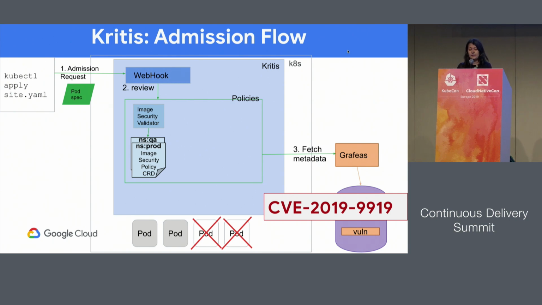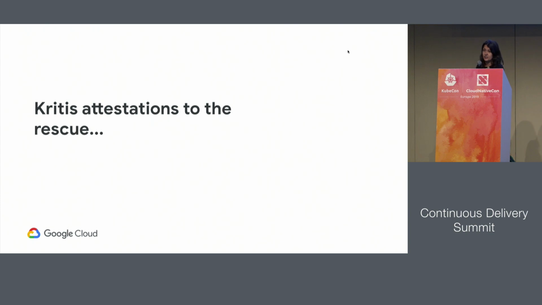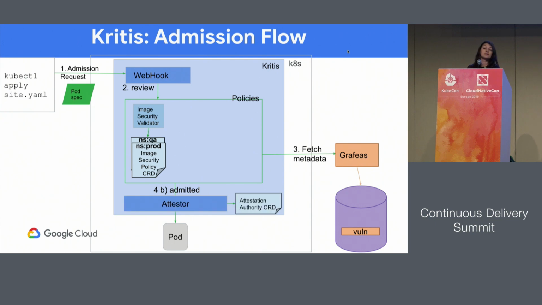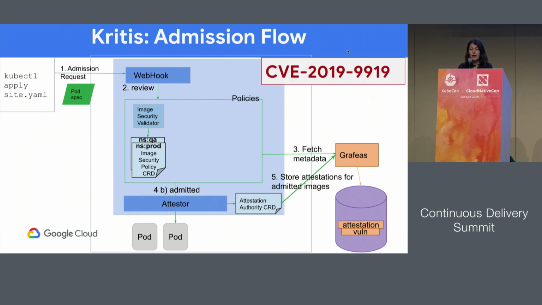So to prevent this, what we have is Kritis attestations that come in. So taking a step back, when we first deployed the first pod, what happens is Kritis has an attester inside it that the cluster admin specifies using the attestation authority CRD, so that any admitted image will also have an attestation written. So then we'll store the attestation for the admitted image via Grafeas. And then when a request to scale comes in, even if we find a new vulnerability, but we admitted this image, then we'll fetch attestations for the admitted image and then allow it to scale up.